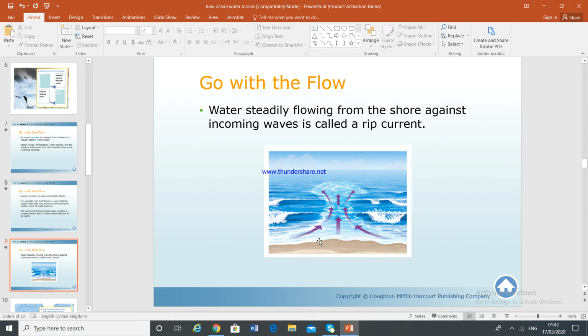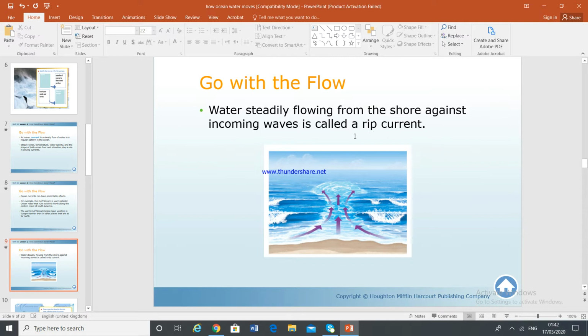Which is going against, opposite, is called a rip current. So when I say the word rip current, you must know about waves. Which direction do waves move? They move towards the shoreline. So how about the rip current? A rip current goes against the shore. It's written here: water steadily flowing from the shore against incoming waves. That's called a rip current.